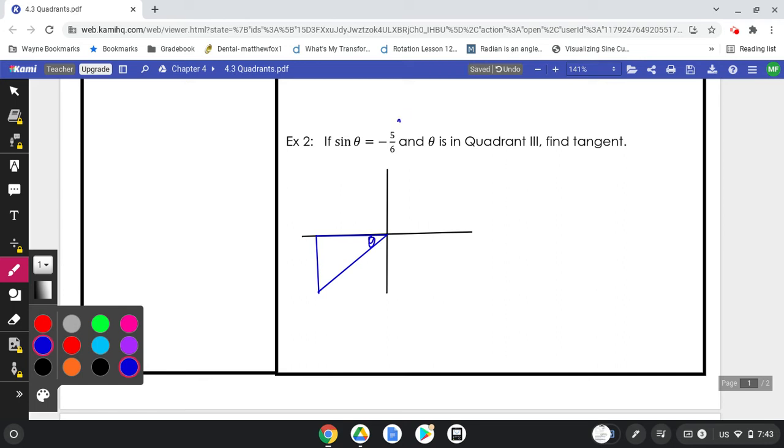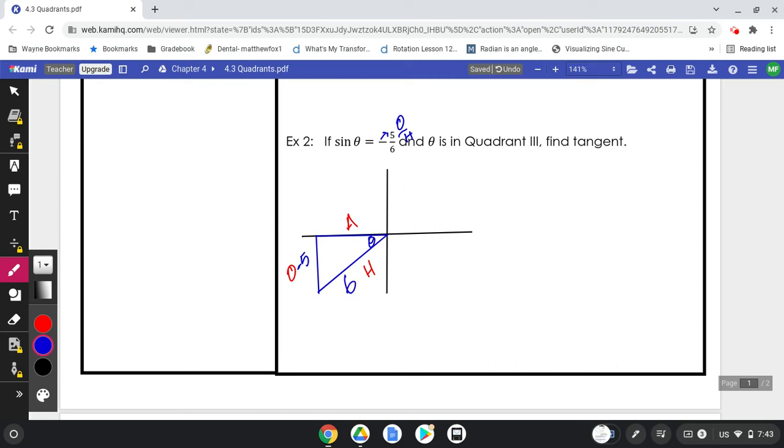Now remember sine is O over H. So the 5 is the O, the opposite. If I label these, this would be our A, our H, our O. So the 5 is over here, and it will be the negative. Remember, the negative can't go with the hypotenuse. So that negative goes on top with the 5, -5. That makes sense because it's going down, hopefully. And meanwhile, this 6, we know what it is. It's 6. We don't know what the A is. So we need to find what A is, so then we can find our tangent, TOA. Remember, that's O over A. But I need to find what A is first. So once again, we'll use the Pythagorean theorem.